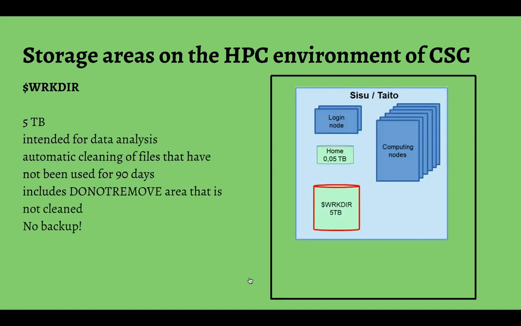However, the main place for your research data in the HPC environment at CSC is the work directory. Each user has his or her own work directory, which by default is 5 terabytes in size, so you can put quite massive data there. This directory is linked directly to the SISU and Taito computers and their computing nodes, so you can quickly access the data and link it nicely to the computing power.